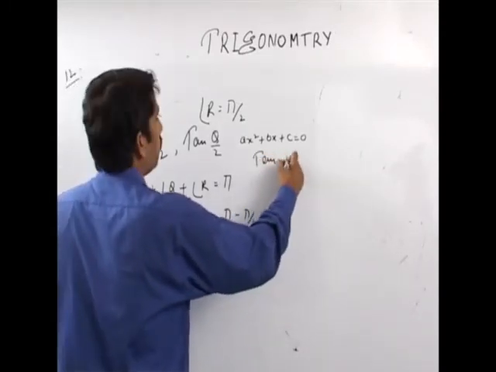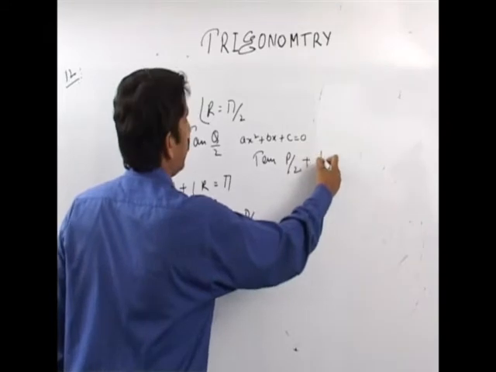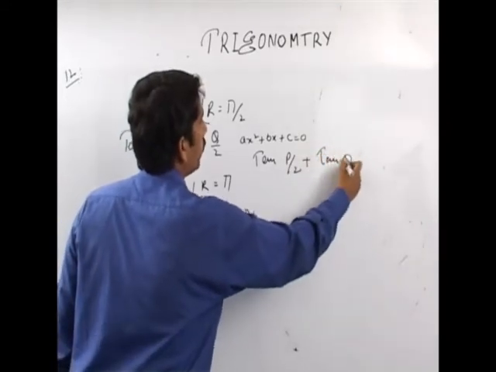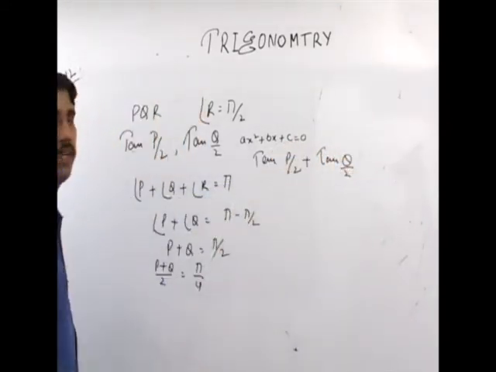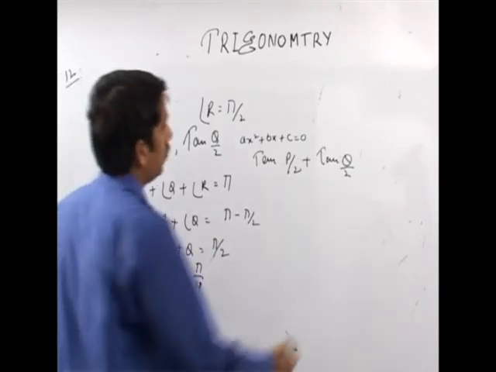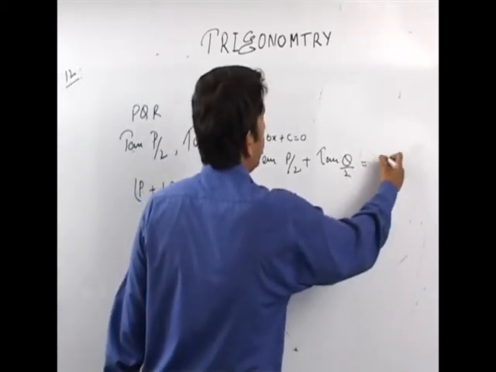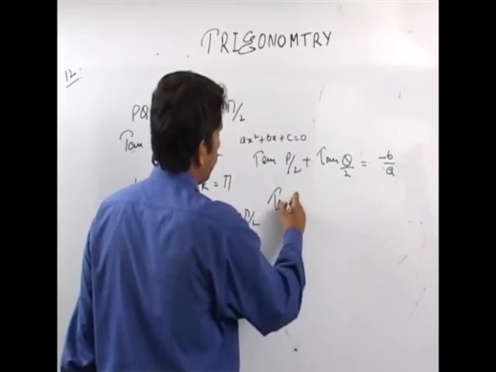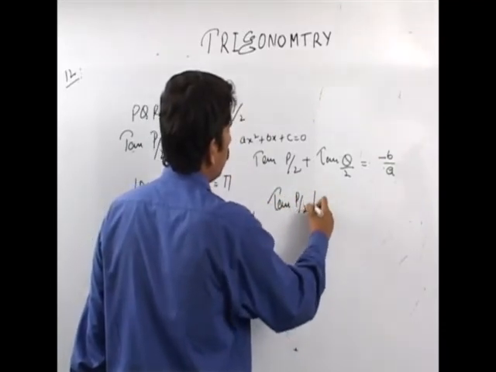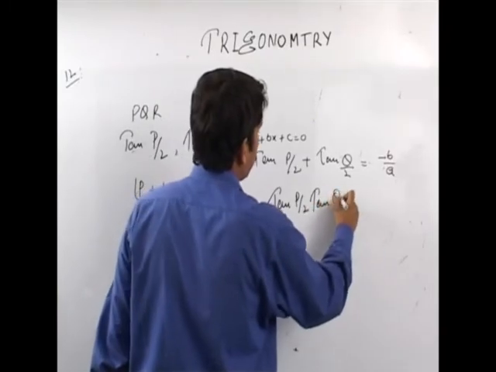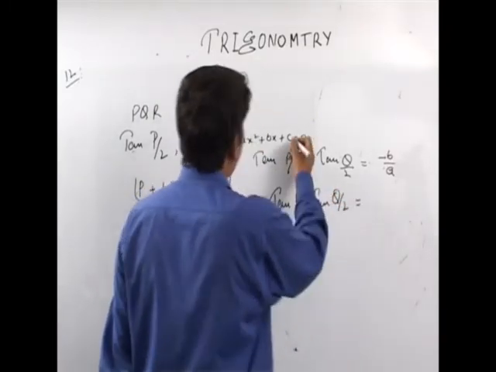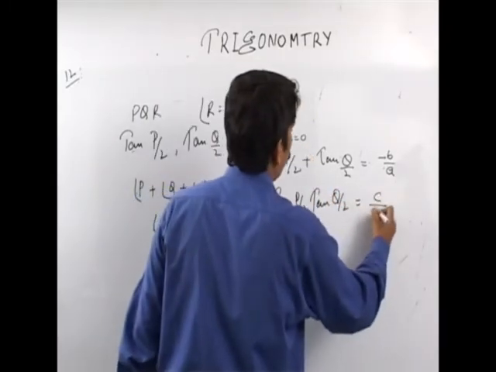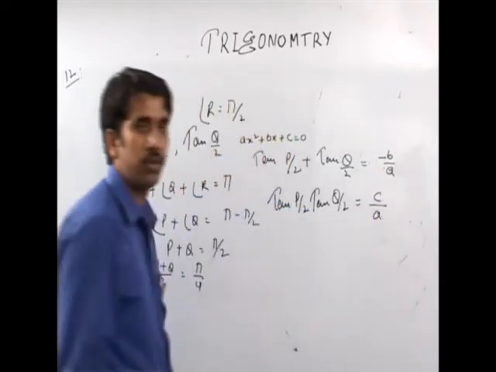tan of P by 2 plus tan of Q by 2, this is the sum of the roots, is given by minus coefficient of x over coefficient of x square, that means minus b over a, and its product will be given as tan P by 2 tan Q by 2 is equal to constant term over coefficient of x square.